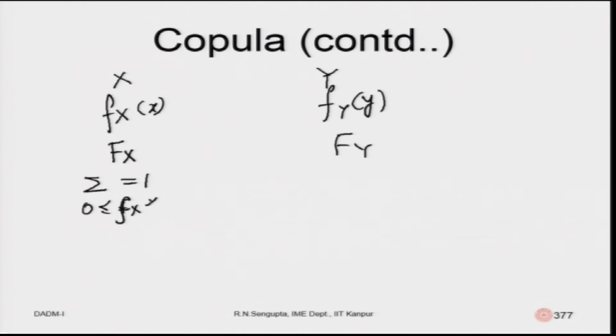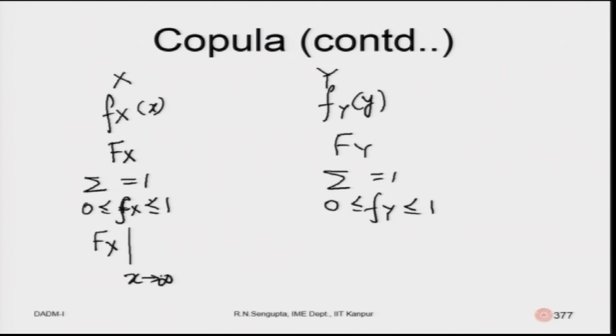This is small f, let me clarify this. So, the sum is 1, and the value of the PDF, small f of y, is between 0 and 1. And for f of x, starting for x tending to positive infinity, and f of y, y tending to positive infinity, considering the maximum value, this is 1. Obviously, this would be true, always remember that.